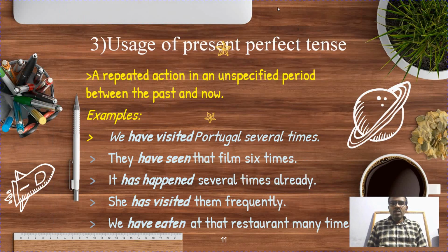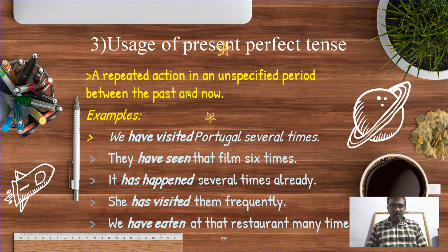Third one, usage of present perfect tense under the condition of a repeated action. A repeated action in an unspecified period between the past and now. Unspecified period means what? We cannot give the finite conditions that it will complete this time or this day or this date. We cannot give the timing that it will complete. We cannot give assurance that it will complete. It may be going on or it may stop at a particular point. Okay, but it has started. Repeated actions will be repeating for a long time.